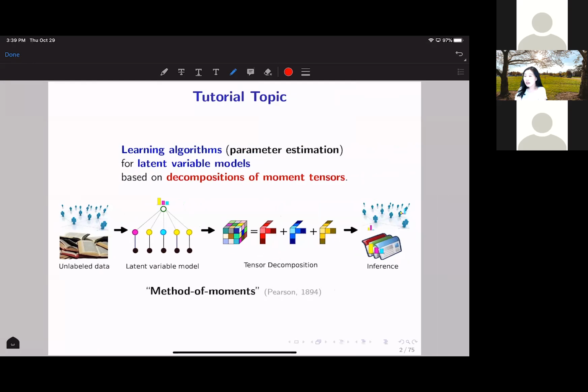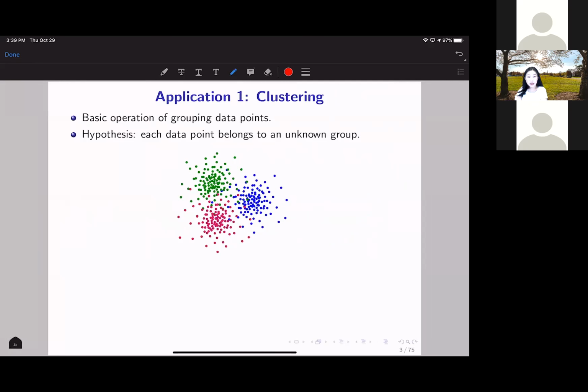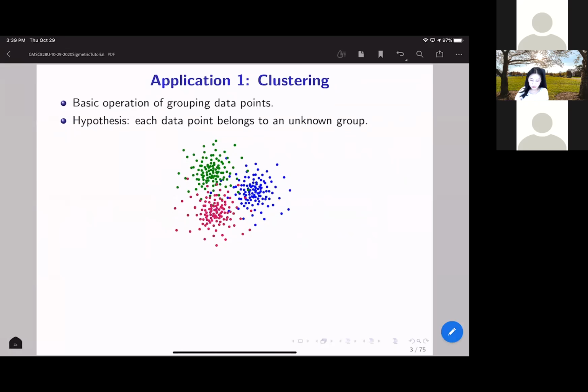So the learning algorithms, as I emphasized, are trying to learn the parameters, so-called parameter estimation. So you're trying to learn the parameters that describe the graphical model. Therefore, effectively, you're trying to learn the graphical model. Okay, here are some applications.